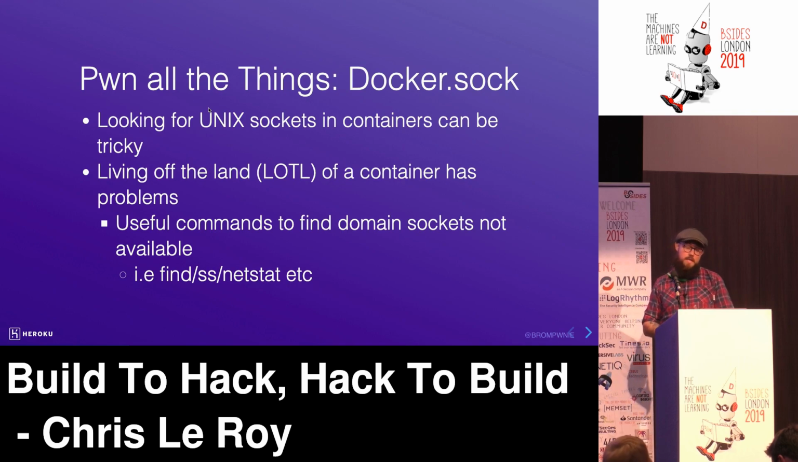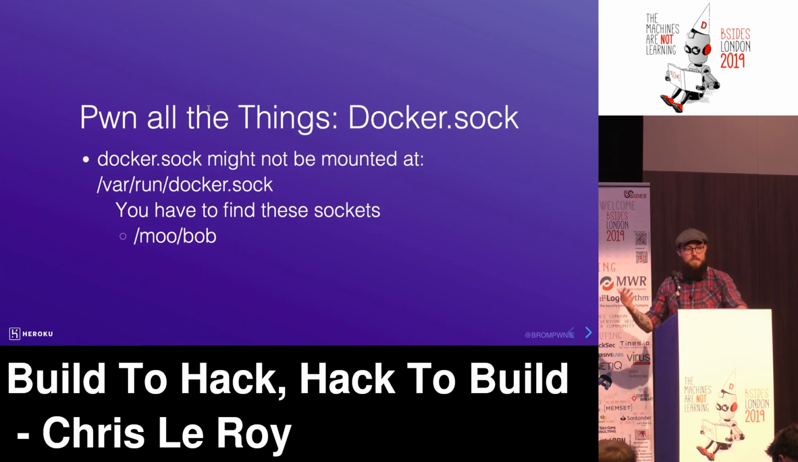There's not a lot of commands, and that's not the only container image that is like that. So find or ss or netstat or whatever might not be in the container. So if you don't have these commands, literally one line of bash that you could normally do to find sockets is not there. Another issue is that the socket might not be mounted at /var/run/docker.sock. It might be mounted at BOtB. So now you've got to traverse this entire file system and look for sockets, and if you don't have the commands that you normally use, this can get a little tricky.